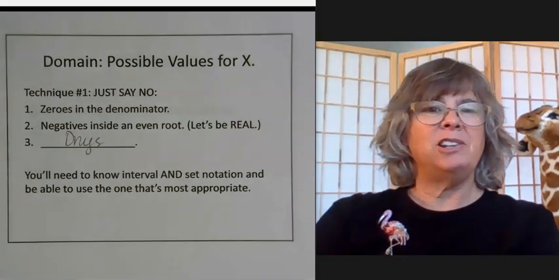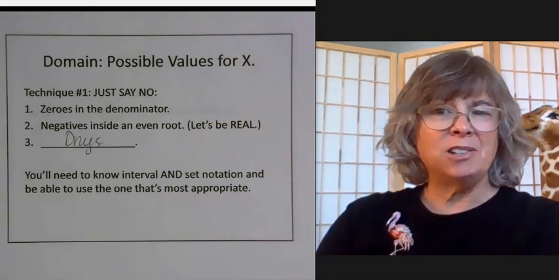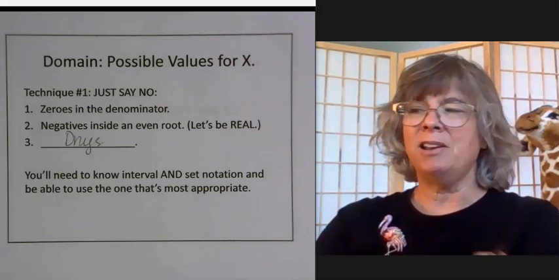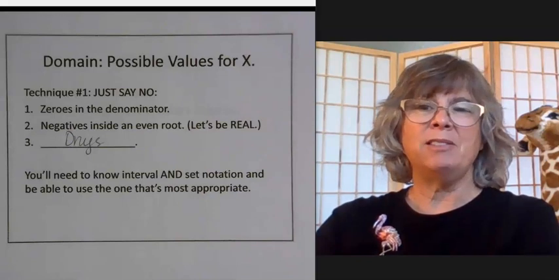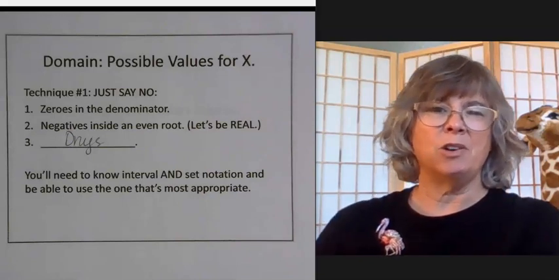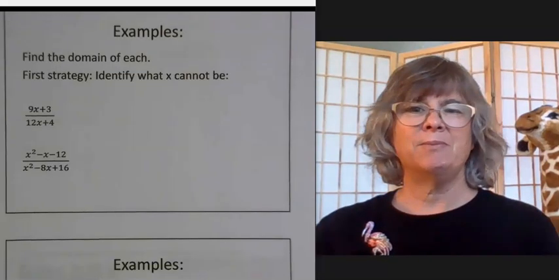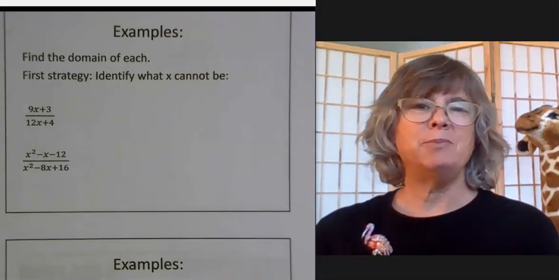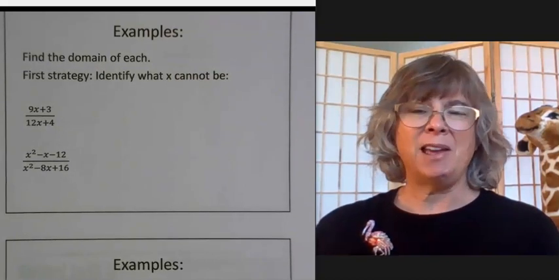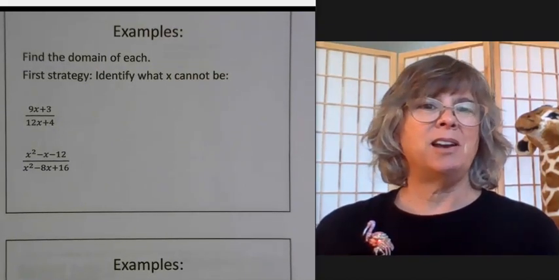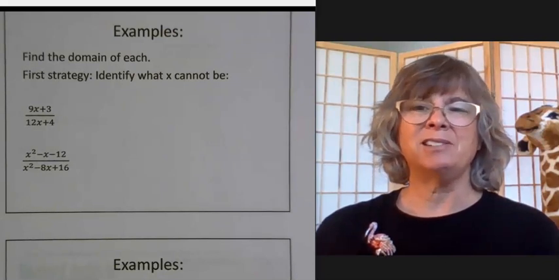Yes, sirree, Bob, gotta say that. Okay. You'll need to know interval and set notation, which we've now covered thoroughly, but I understand you guys know well anyway, and be able to use the one that's most appropriate, that works best. So here are a couple examples from the first situation where we just say no to zeros in the denominator. So state the domain, and the technique is to establish or identify what x cannot be.